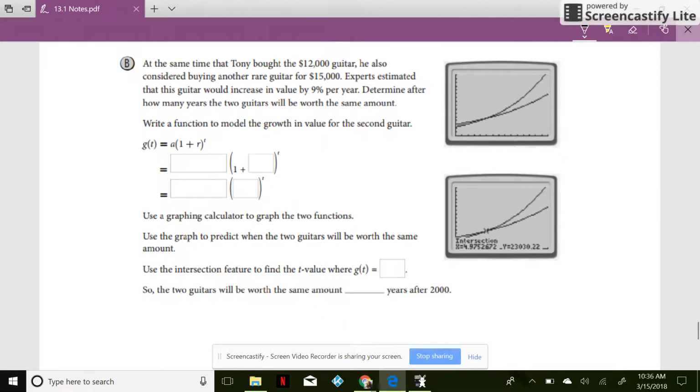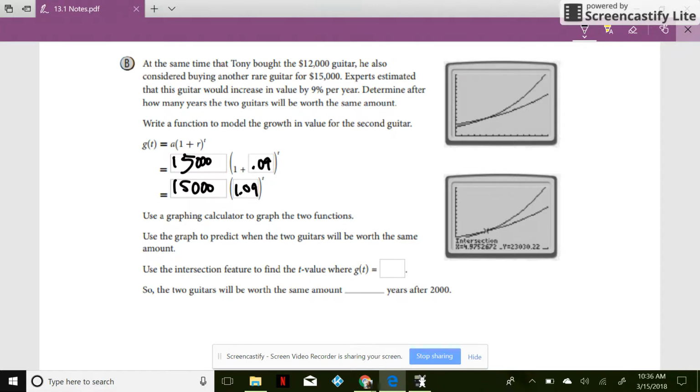So at the same time that Tony bought the $12,000 guitar, he also considered buying another rare guitar for $15,000. Experts estimated that this guitar would increase in value by 9% per year. Determine how many years the two guitars will be worth the same amount. So we take our initial value, 15,000, times 1 plus the increase in rate, 0.09. So really we're taking 15,000 times 1.09 to the t.